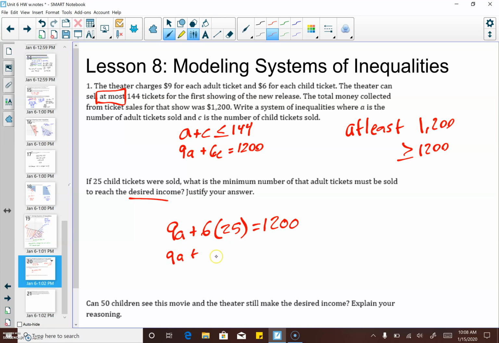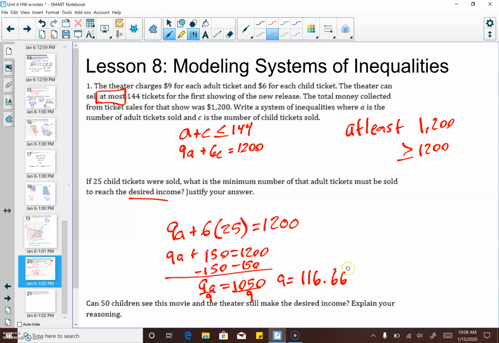6 times 25 is 150. We'll subtract the 150 on both sides. 9a equals 1,050. We will divide both sides by 9. And let's see what we get. So we get A equals 116.66, repeating. Okay, so obviously you can't sell 0.66 of a ticket.